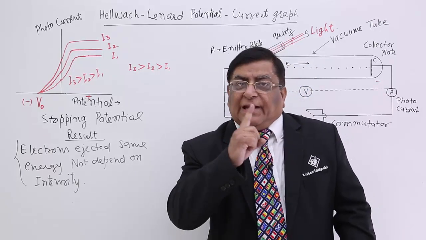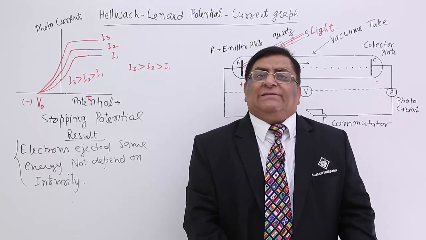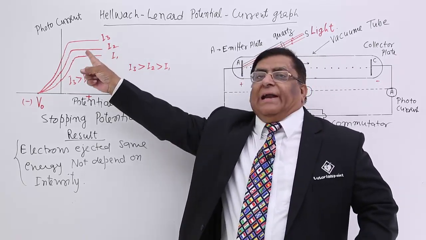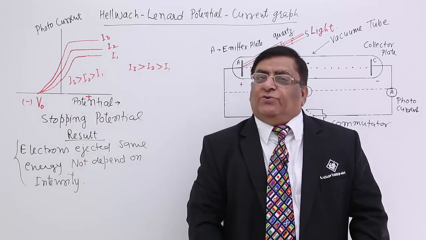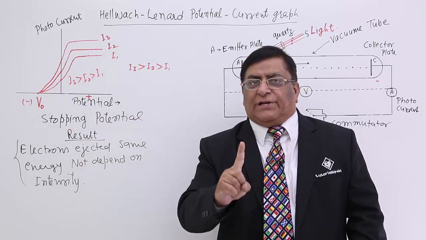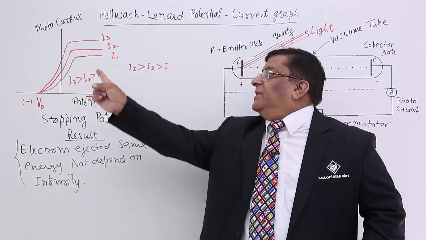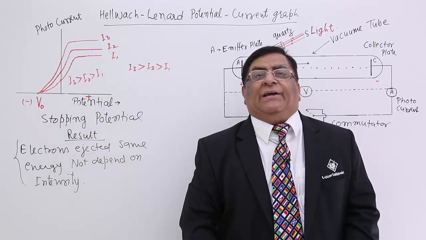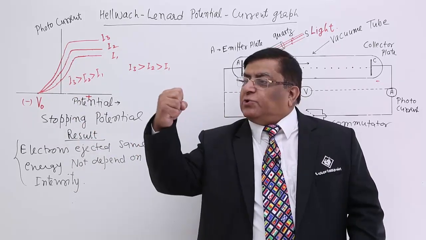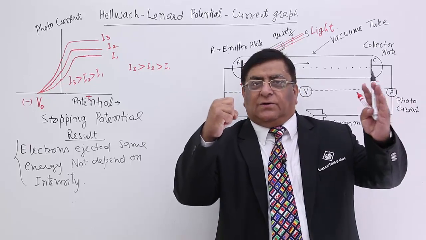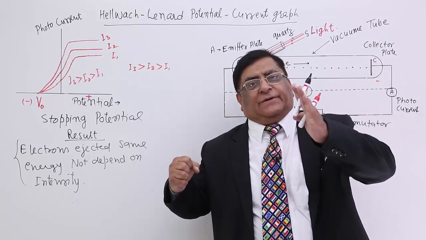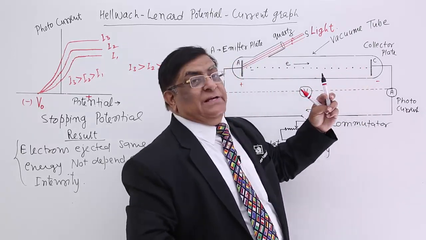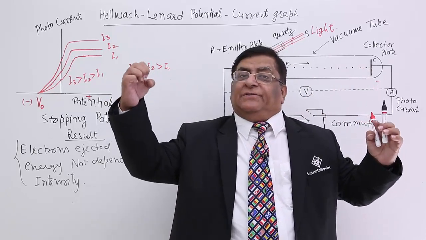So in the next lecture we will study what is the effect of changing frequency on electric current and on the stopping potential. You have understood what is the meaning of stopping potential, and you have understood what is the meaning of saturation current. You have also understood that stopping potential indicates what? Because it is stopping the electron. That means the force from here by negative potential is equal to the potential energy of the electron.